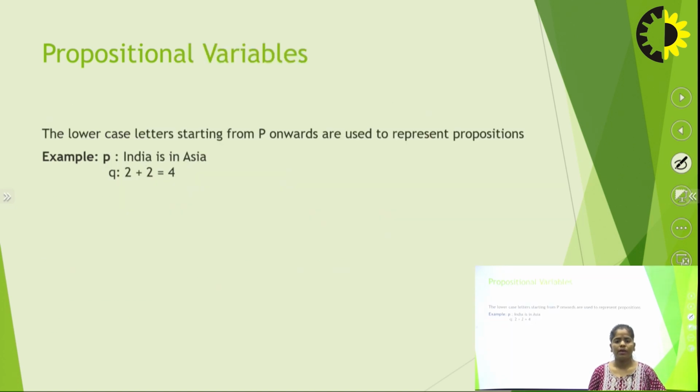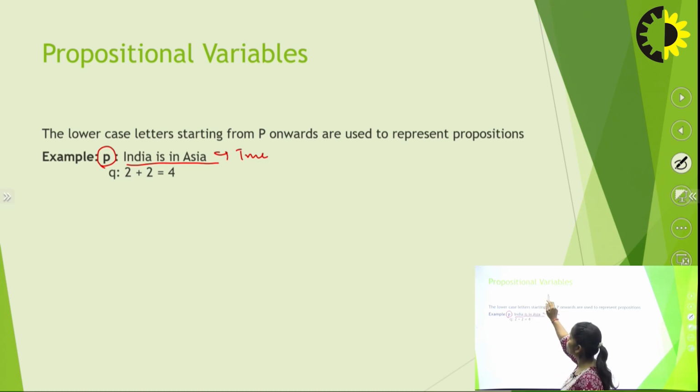Now come to the next topic, propositional variables. Basically, proposition statements are represented by lowercase alphabets starting from P. For example, we have a statement P: India is in Asia. It is a true statement. So this proposition is represented by a variable P, which is known as a propositional variable. Similarly, 2 plus 2 equal to 4 gives true, and it is represented by the variable Q. These are known as propositional variables.